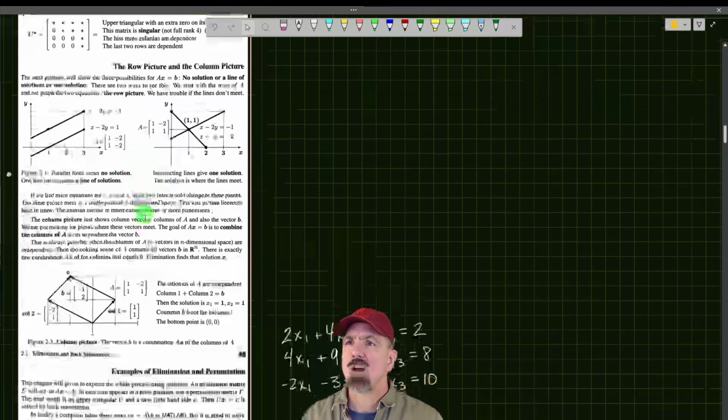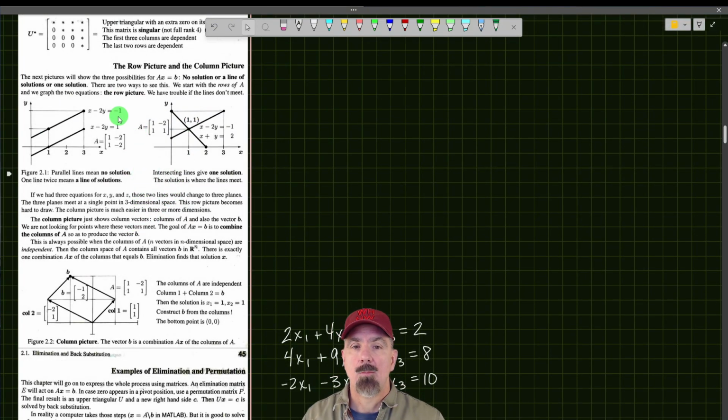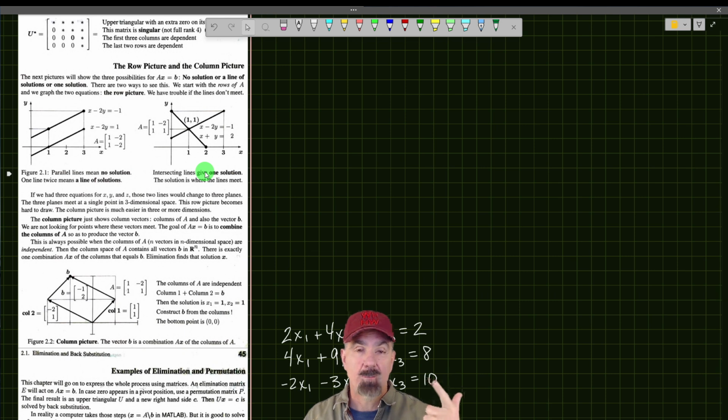He goes on to have the conversation geometrically about what it means to have a unique solution, the one solution situation, or no solutions, where we have, in this case, parallel lines that have no intersecting values, or an infinite number of solutions, where we have parallel lines, but they happen to be the same line.